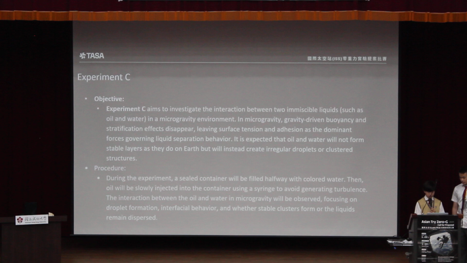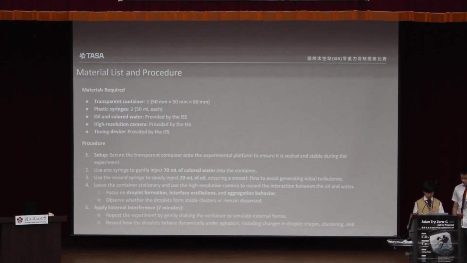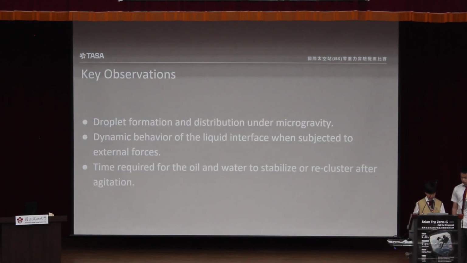So we will be using oil and water. And this is the material list and procedure for experiment C. Yeah, and the key observation for experiment C is the droplet formation and the distribution under microgravity.